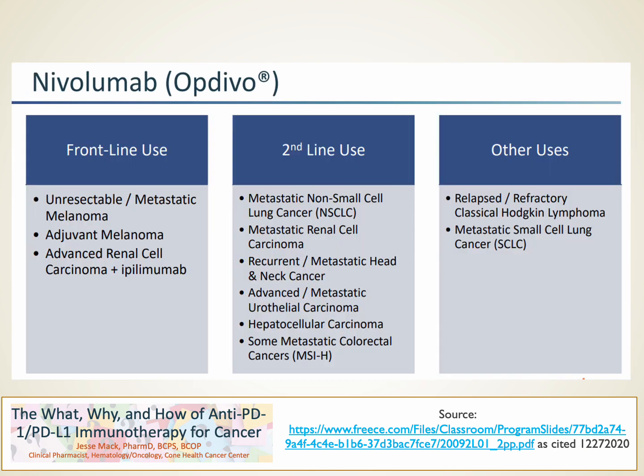So here's one for Opdivo. The first line use is for unresectable metastatic melanoma, for other types of adjuvant cancers and melanoma, and renal cell cancers as well. But they're also used second line for a host of different cancers and other uses as well, including the role in non-small cell and small cell lung cancers, where they're pretty commonly used after some of the first line therapies. And so you'll see these agents more and more widespread in their use, and their role and indication in combination with other therapies becomes more widespread, it seems, by the week.